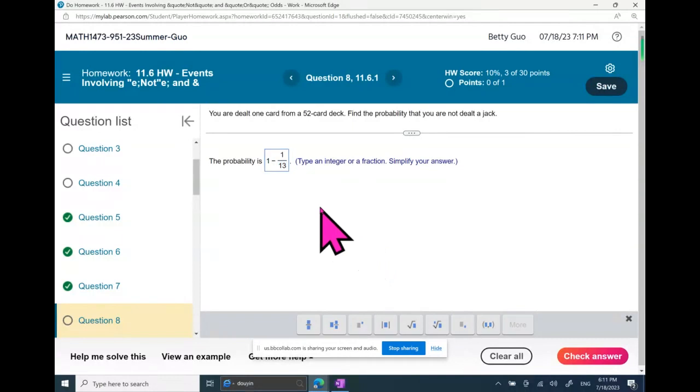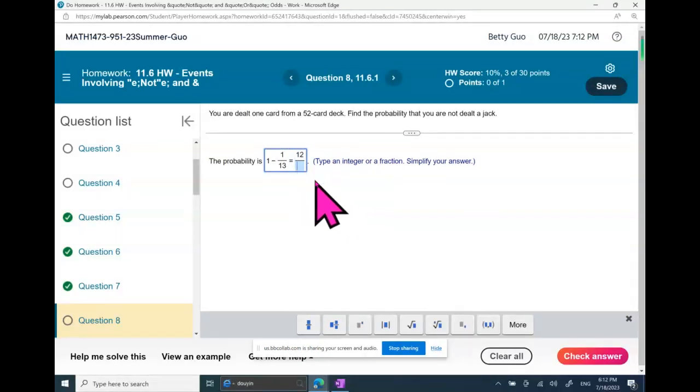We in total have 13 numbers. Jack is one of them. So the probability of getting a jack is 1 over 13. And the probability of not getting a jack is 1 minus 1 over 13. And that gives us 12 over 13.